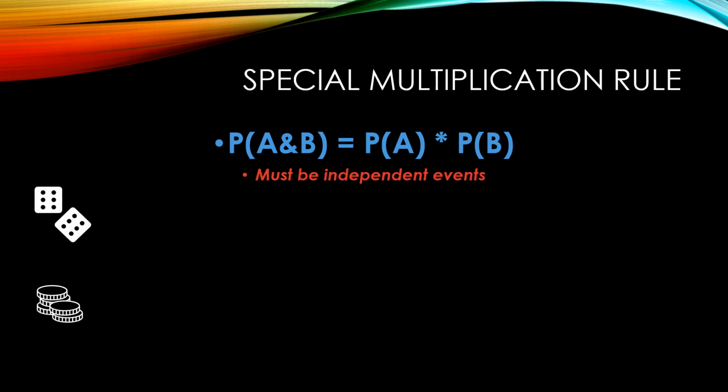And oftentimes we use examples like dice and coins, because if we flip a coin, the odds of getting heads or tails for the second coin is exactly the same.